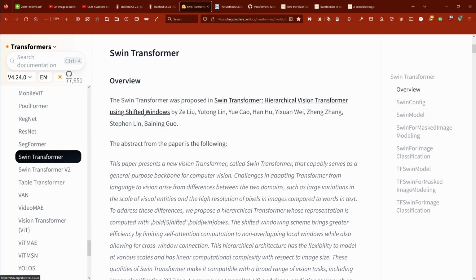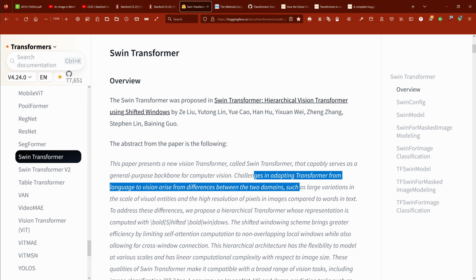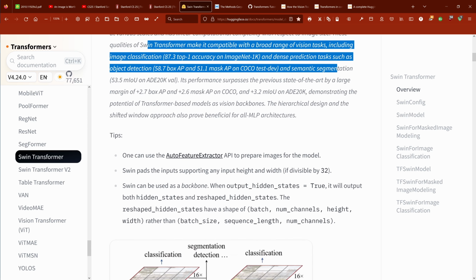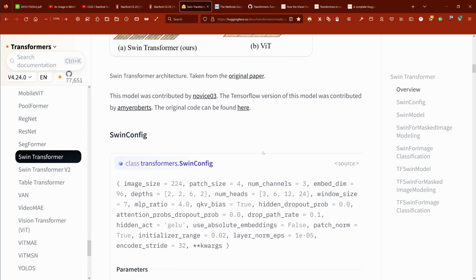This is just using shifted windows. And if you have a look here at the abstract, I just read it some minutes ago. A new vision transformer called swing transformer serves as a general backbone for computer vision. Challenges in adapting from language to vision arise from differences between the two domains. And they have more or less a shifting window. Beautiful. And output, the backbone.